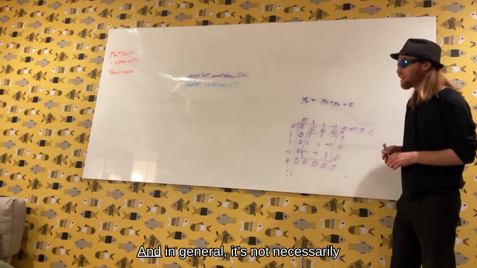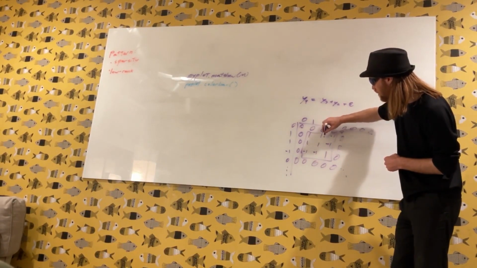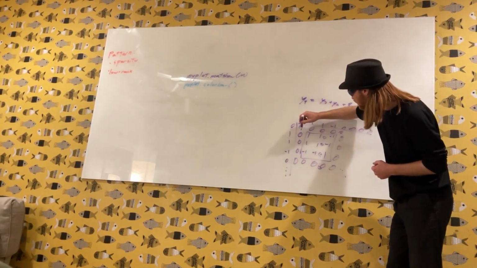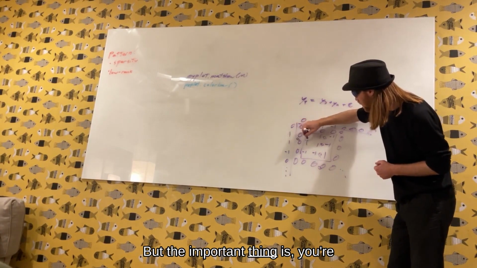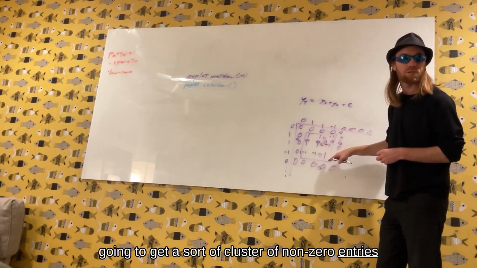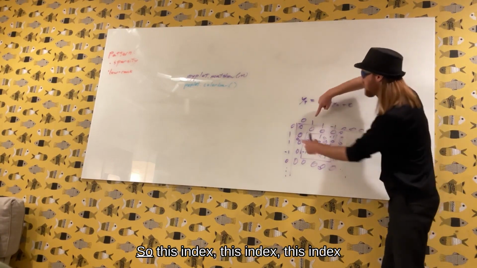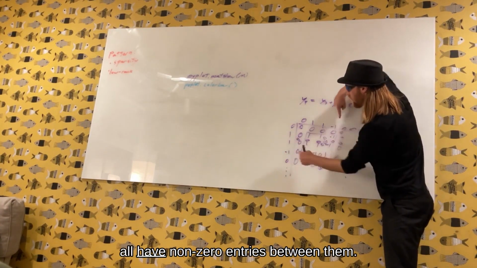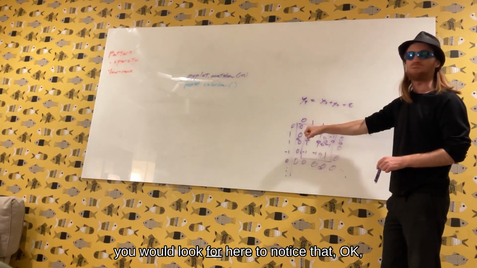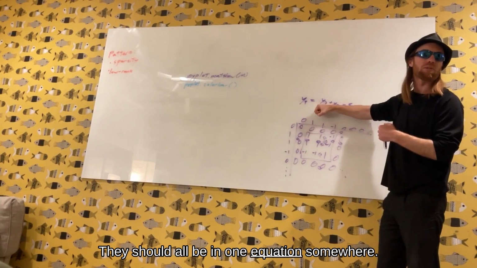And in general, it's not necessarily going to look like a block, because there may be some stuff in between here. There may be another column of zeros if this was something else. But the important thing is you're going to get a cluster of non-zero entries that are all touching each other. So this index and this index all have non-zero entries between them pairwise. And that's the characteristic thing you would look for here to notice that, okay, these things are directly touching each other. They should all be in one equation somewhere.